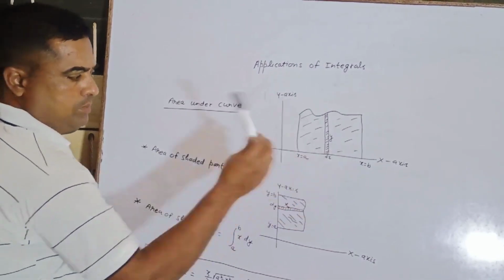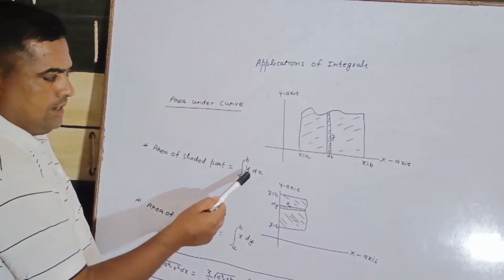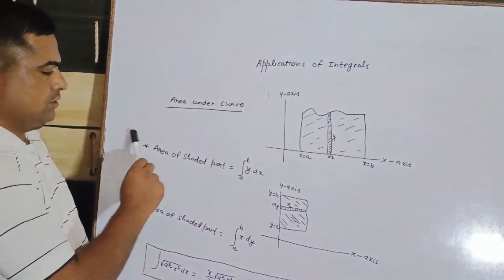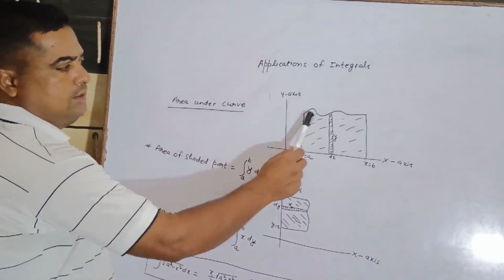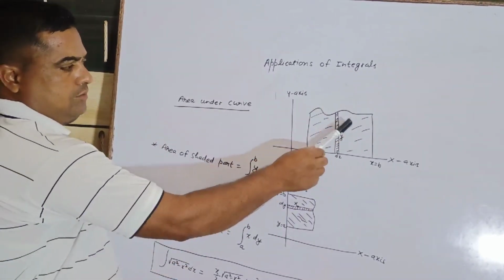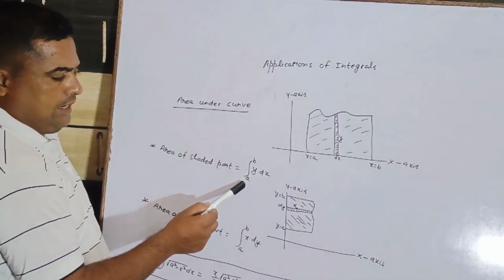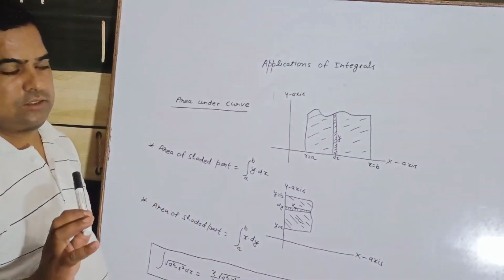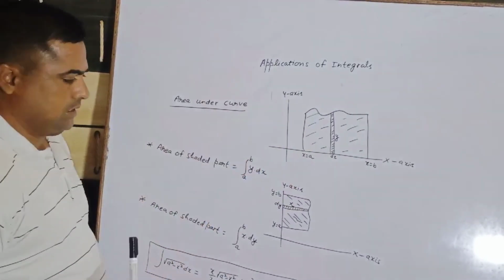from a to b. Your lower limit will be a and upper limit will be b. So this will be the formula to find area under curve. Means area of the shaded part will be integral a to b y into dx. We can find area of the shaded part.